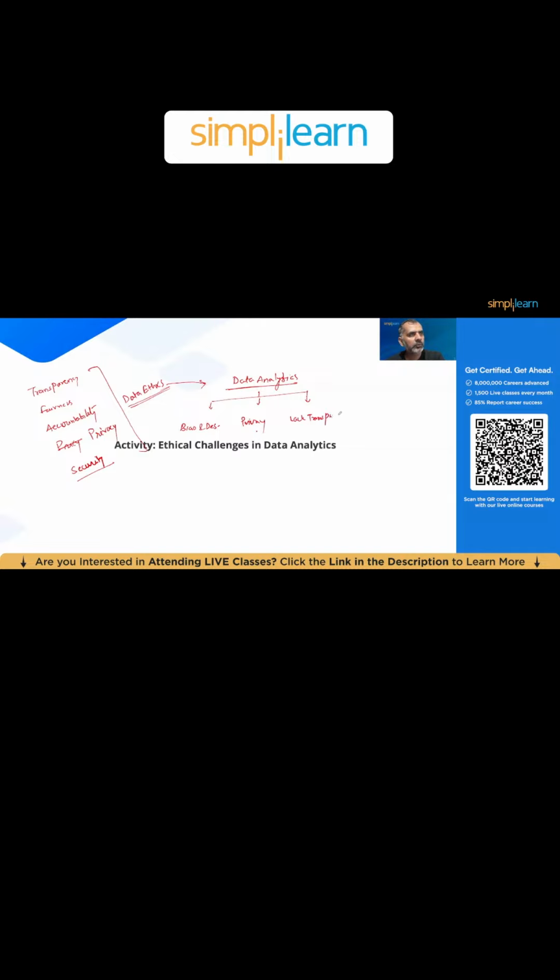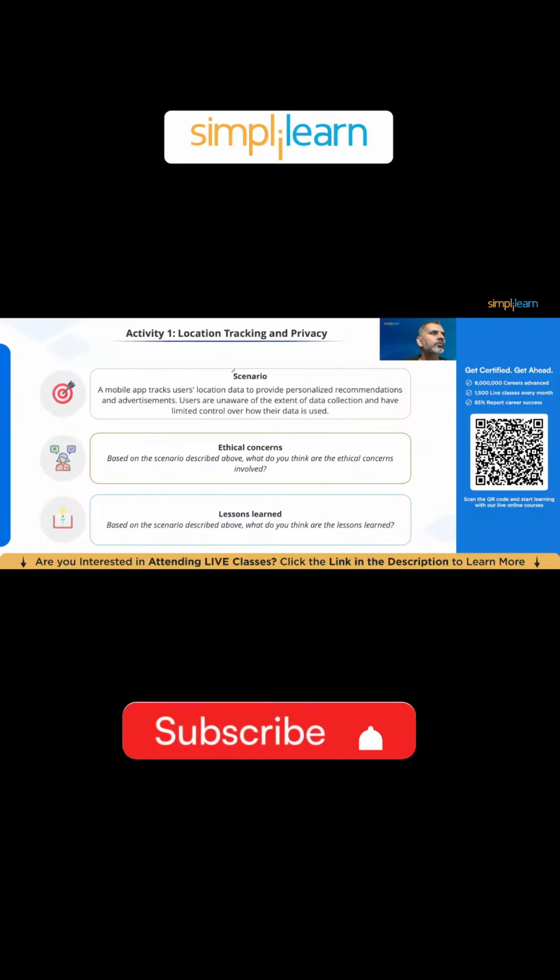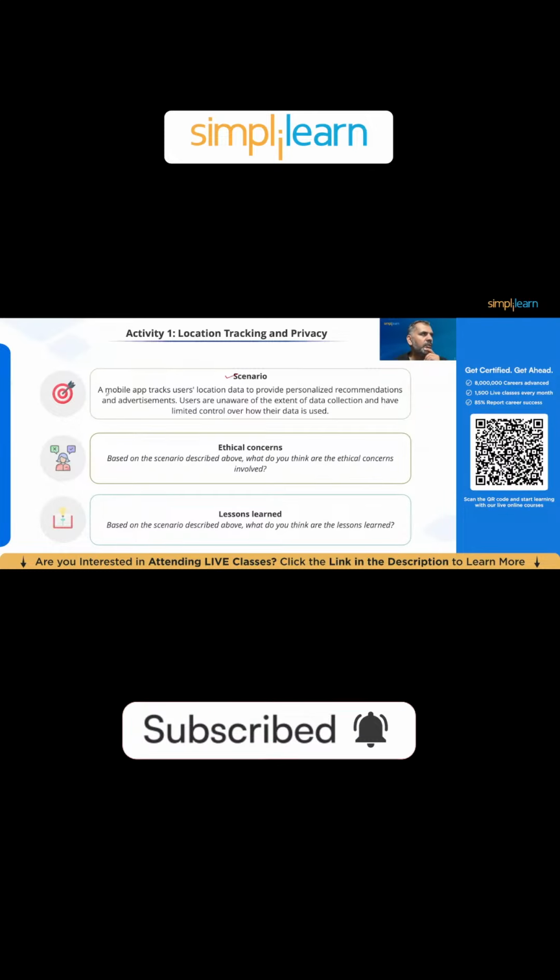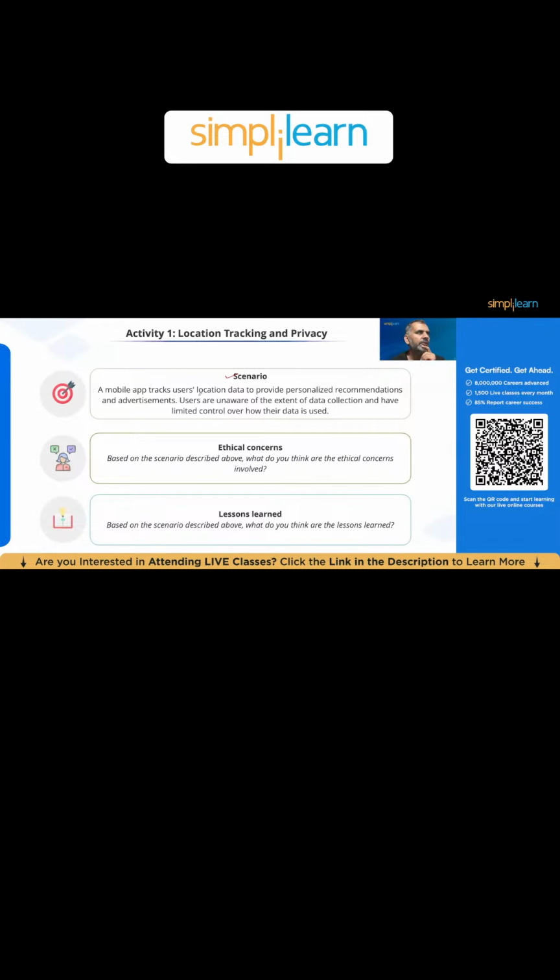This is something we have seen till now. Now, when you introduce them, what are the challenges? What are the ethical challenges that you see when you introduce these things? Let us discuss them and try to understand them in detail. So let us suppose we take a scenario where there is a mobile application that tracks user location, and that location data provides personalized recommendations and advertisement.